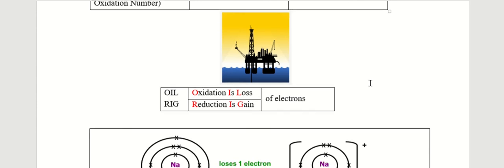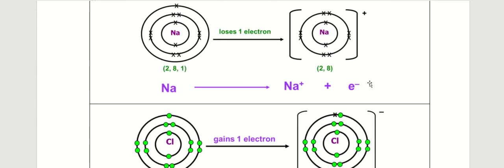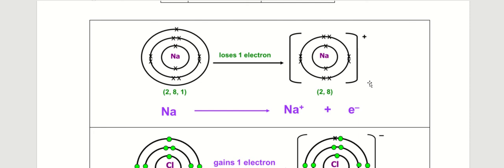Now before we jump into the examples, let us take a look at two quick examples of what happens when something loses electrons or gains an electron. Look at this sodium atom. Sodium has an electronic configuration of 2, 8, 1. That means it has one valence electron. Now, to achieve the stable electronic configuration or a noble gas structure, it loses its valence electron.